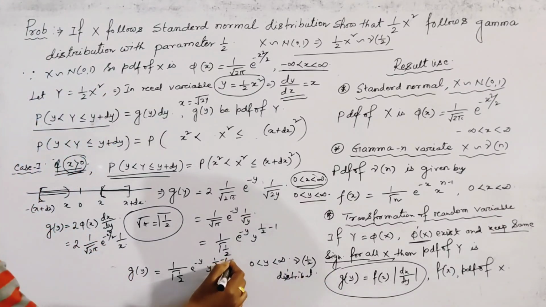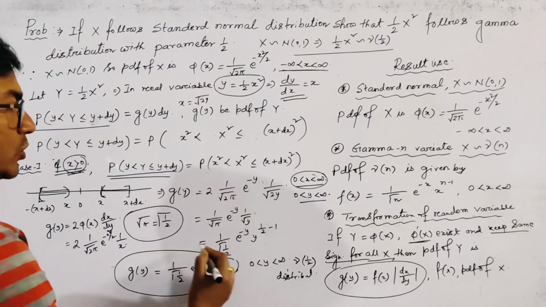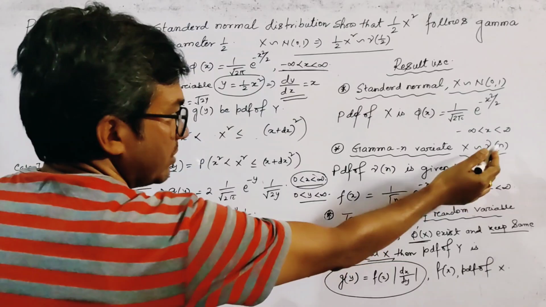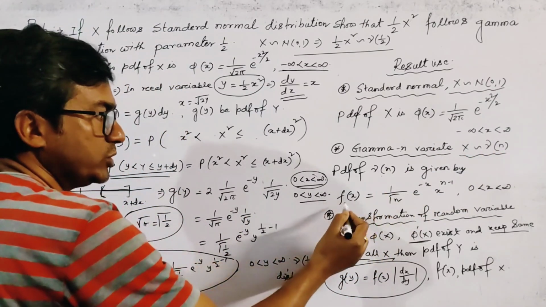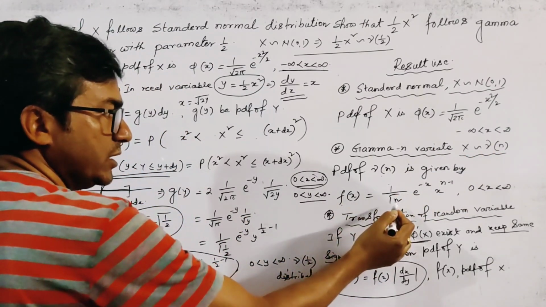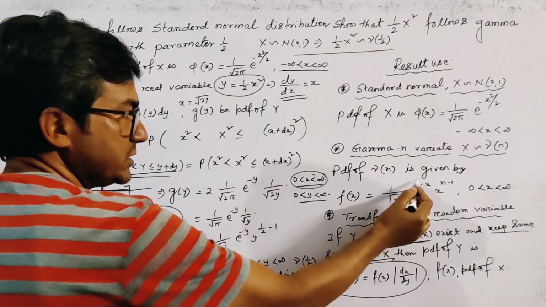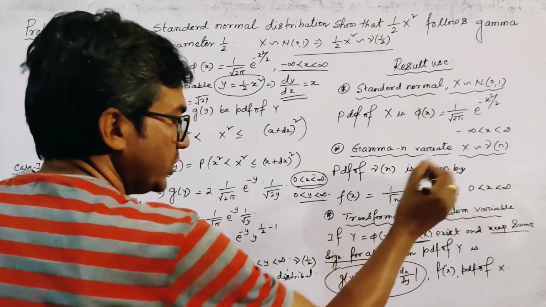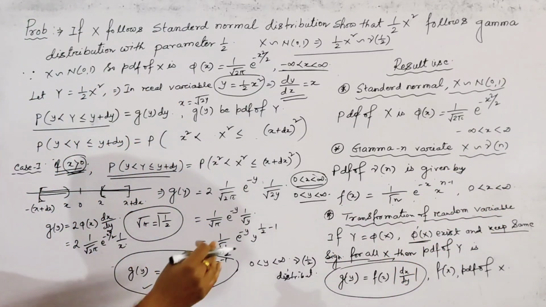Because this is the gamma half PDF. We write here the PDF of a gamma n variate: if X is a gamma n variate, then we know the PDF f of x is equal to 1 by gamma n, e to the power minus x, into x to the power n minus 1, and the range is 0 to infinity. So we get that this is the gamma half distribution.